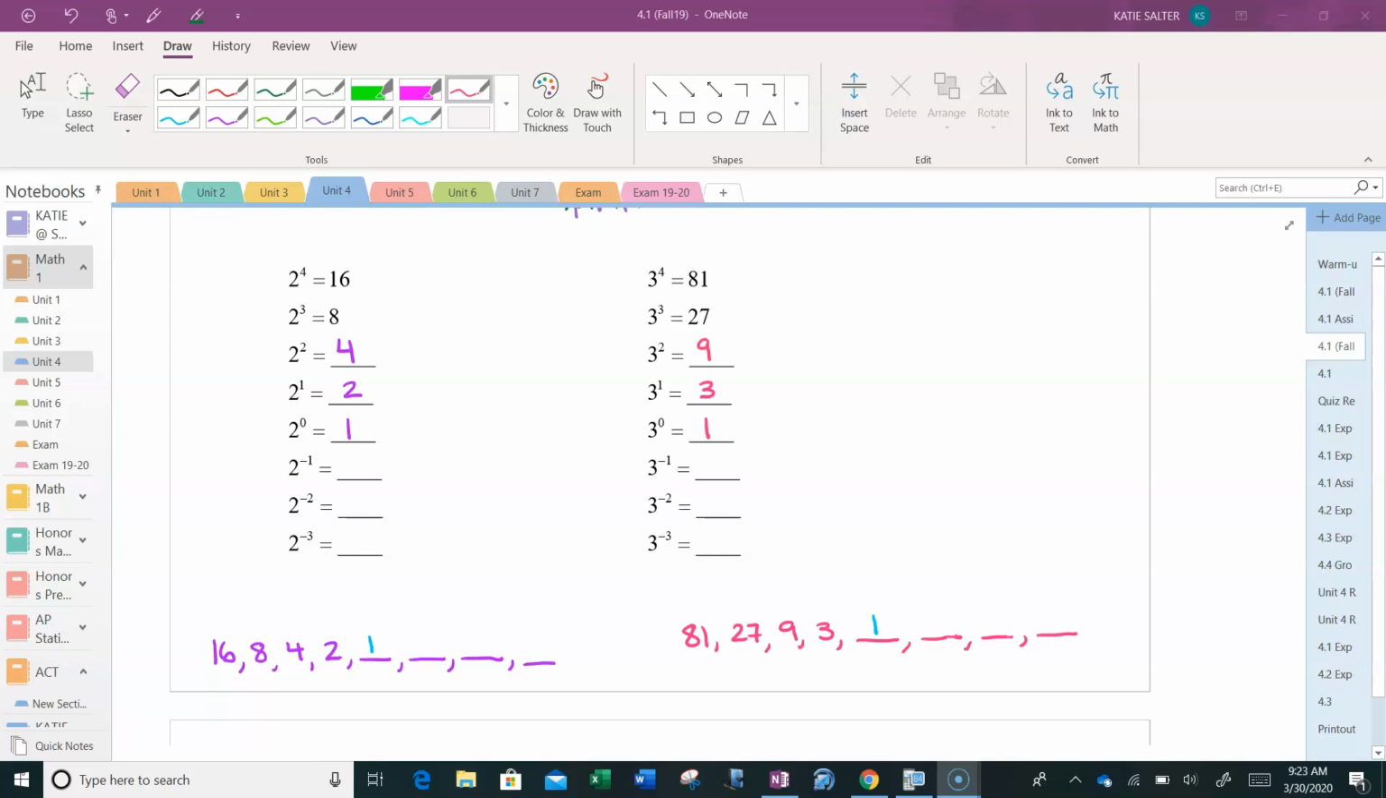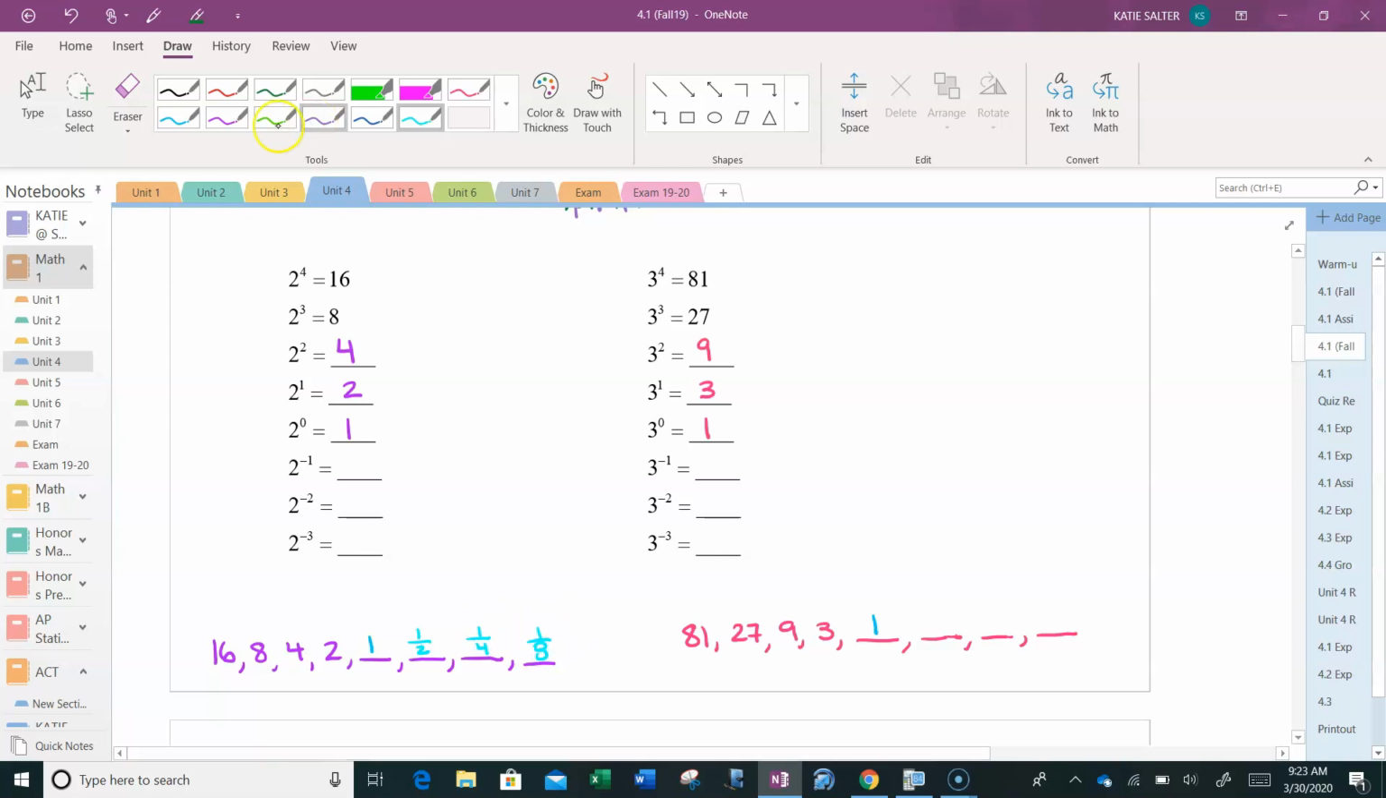We went from 16 to 8 to 4 to 2, and so we realized that each time we were halving the previous term, dividing it by 2, so the next number was 1. What if we continued that pattern? If we continued to divide by 2, or half the previous term, half of 1 would be 1/2. Half of a half would be a fourth, and half of a fourth would be an eighth.